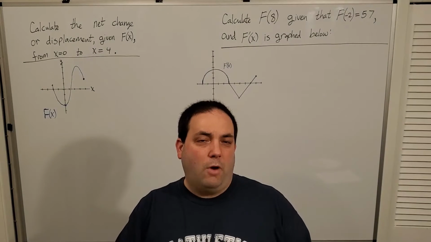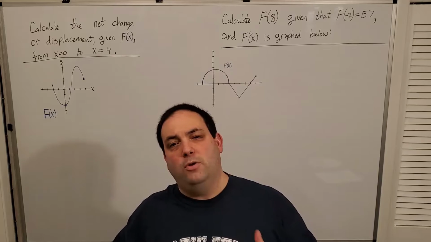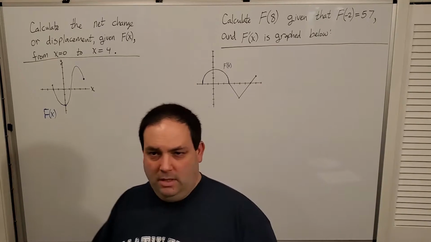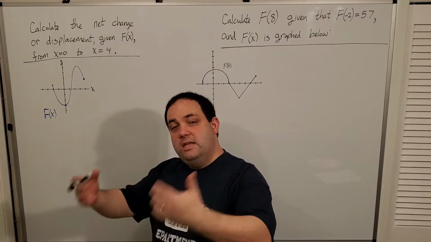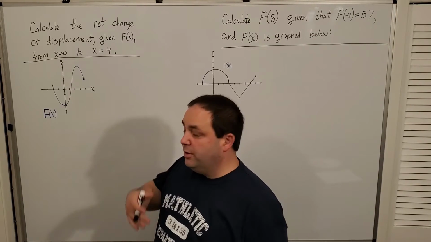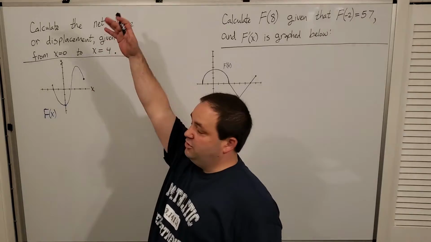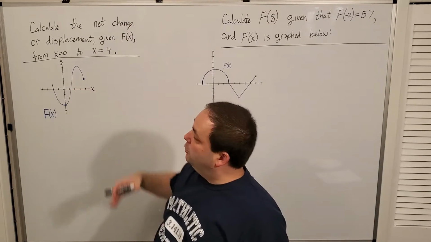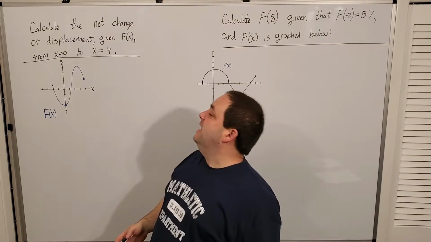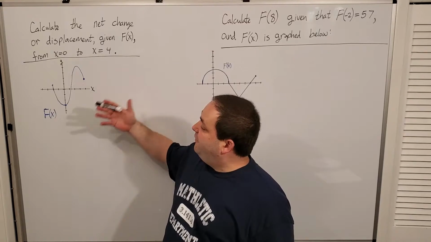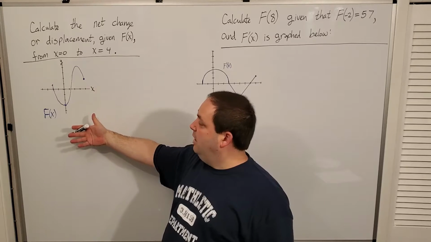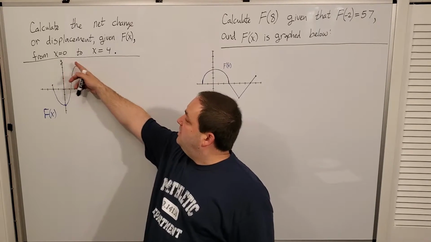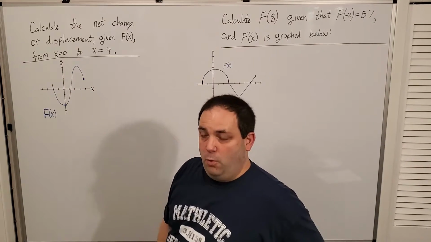Here are a couple of graphical examples that talk about net change. This is not very different than some of the stuff that we've seen in previous videos and in previous homework assignments. But just so that we can get the language rolling a little bit here, calculate the net change if you have the graph of the actual function itself, from x equals 0 to x equals 4.